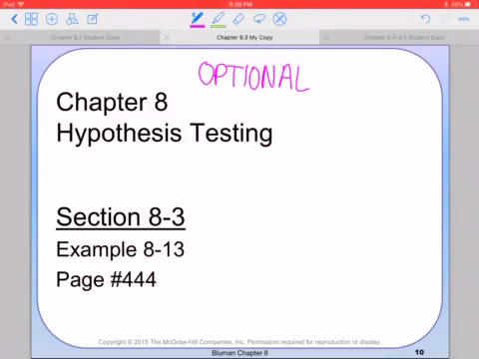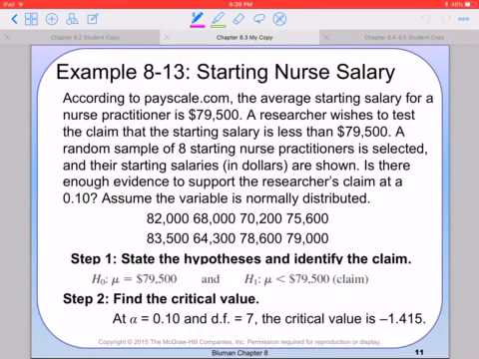Alright, hello everyone, this is the optional video in case you wanted a little bit more examples from section 8.3. So let's continue on. We're going to look at the starting nurse salaries.